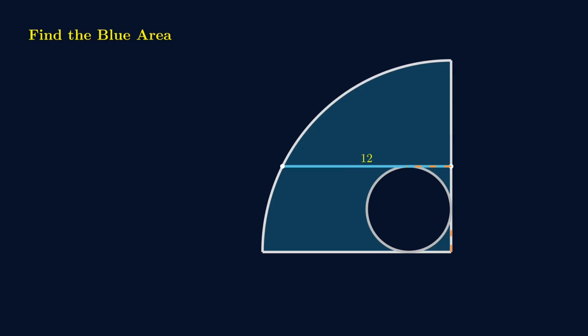Okay, let's walk through this. First, let's identify what we know. The inner circle has radius r. Now look at that horizontal segment of length 12. It sits at height 2r. Why? Because it's touching the top of the small circle. The center is at height r, so the top of the circle is at height 2r.